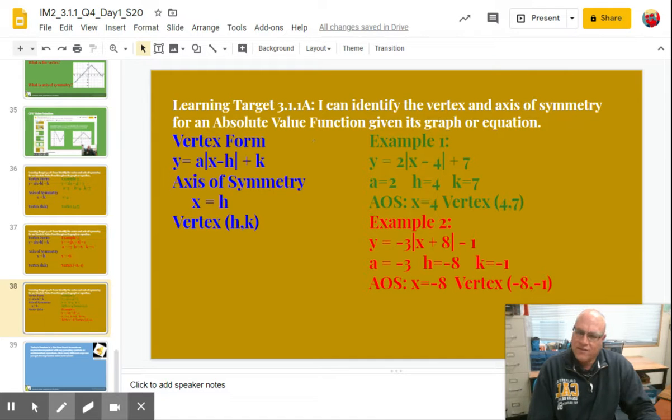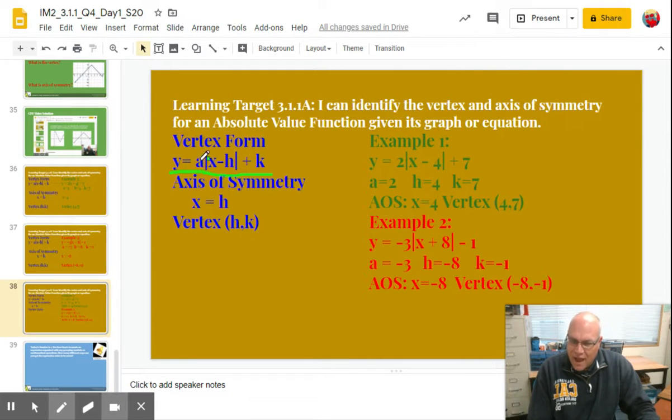absolute value of x. So we need a form for this, which we're going to call vertex form for the absolute value equation, which is going to be y equals a times absolute value of x minus h plus k. So that's a lot of letters coming at you, but the example I think will help you see it here. So our example number 1, y equals 2 times the absolute value of x minus 4 plus 7.